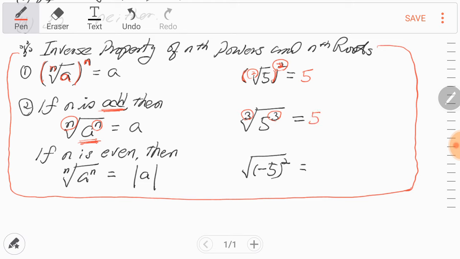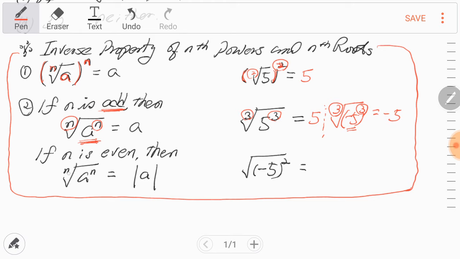Okay, how about this example? It's the cube root of negative 5 cubed. Then the index is odd, the power is odd, and they are the same. Then take the base out, negative 5. This is simple, very simple.